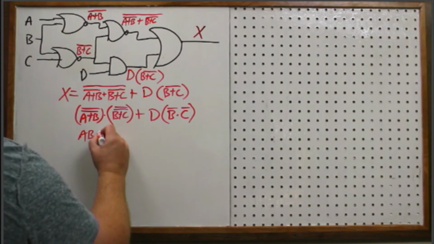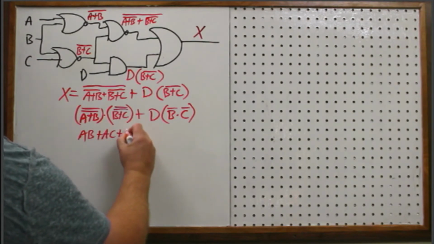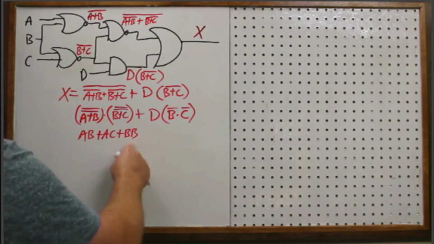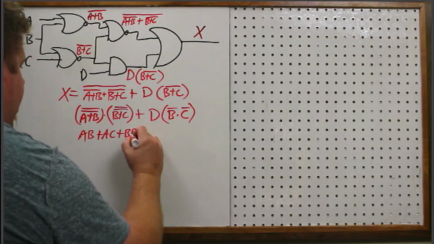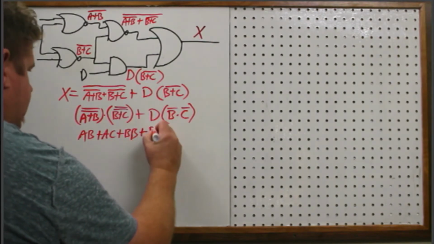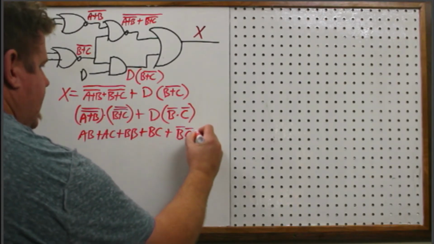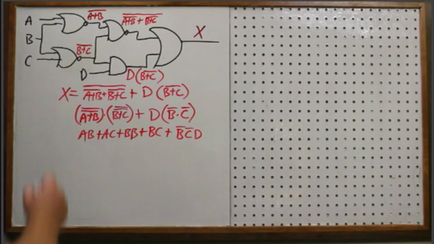So AB plus AC plus B, there is no squared, right? We just write that as B times B because it's an AND, it's logic, plus BC plus B naught, C naught, D. Okay, and that is our equation for X.